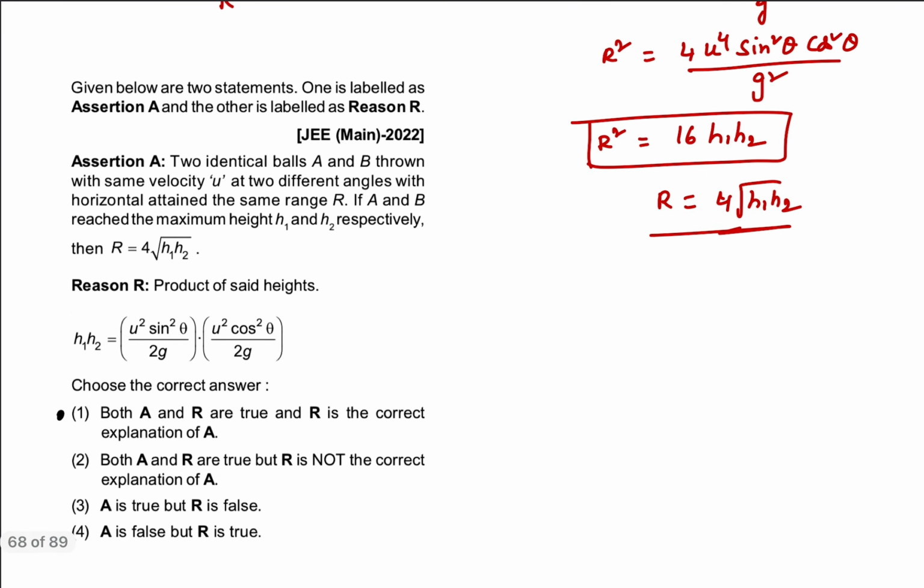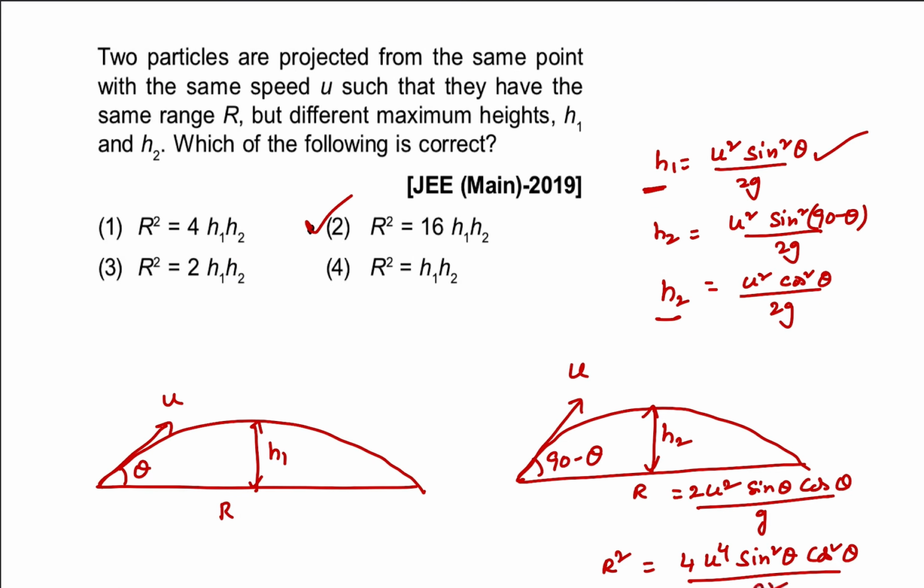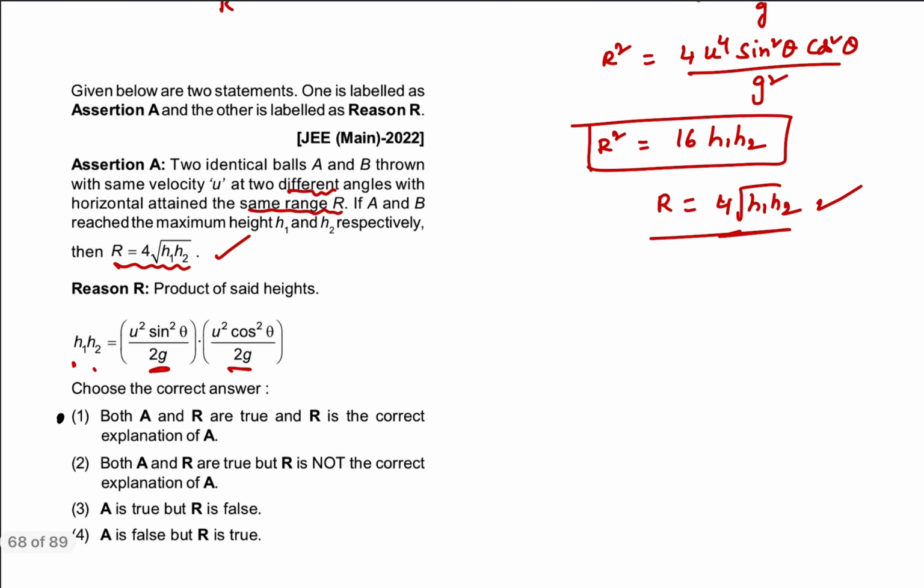Look here, assertion reason type question. Now maximum height and range are given for different angles, the range is the same, and r value you are getting as 4 into root over h1 h2. So the assertion is correct. Reason: h1 h2 product value is equal to u² sin² theta by 2g into u² cos² theta by 2g. You substitute here also h1 value and h2 value. If you see that, we are getting that only, so the assertion is correct and the reason also correct. The reason is the correct explanation for the assertion.